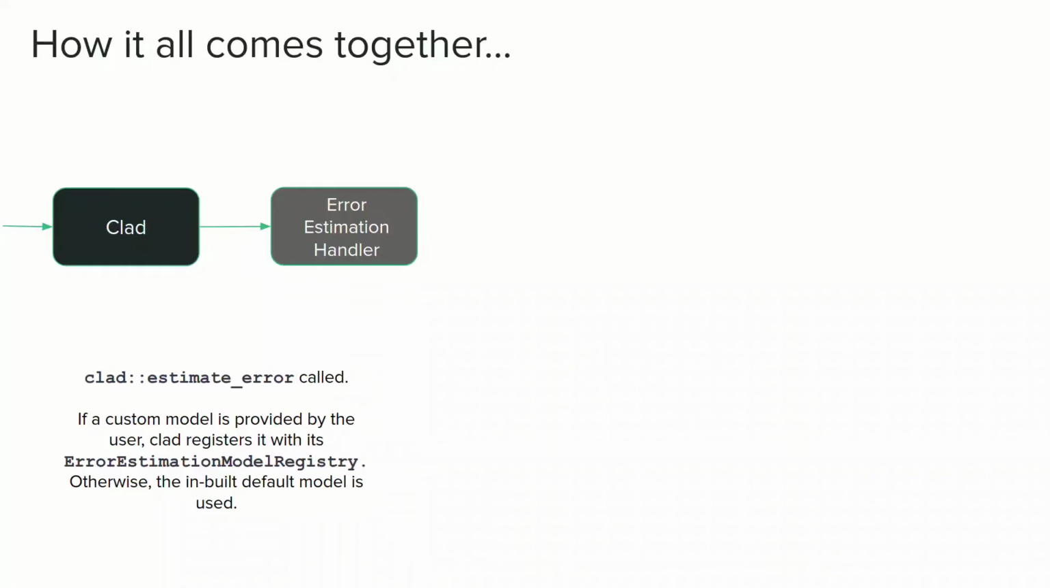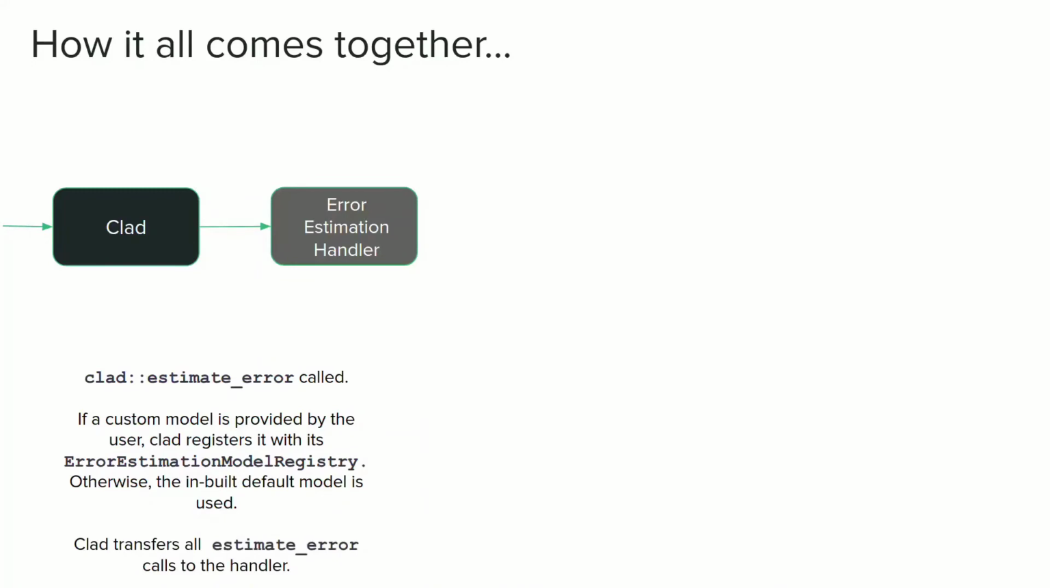Why this estimation model registry is important is because later, when we want to actually generate code, we need to be able to resolve to the correct function. So if the user has provided a custom model, we may want to make sure that we are using that custom model itself, not something else.